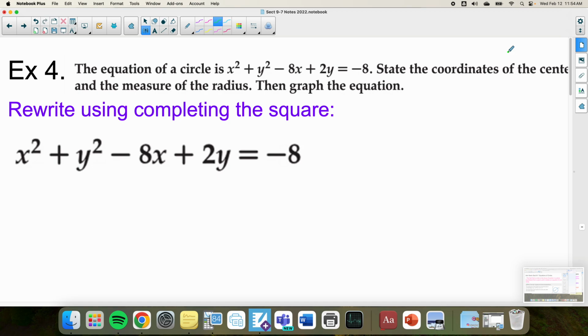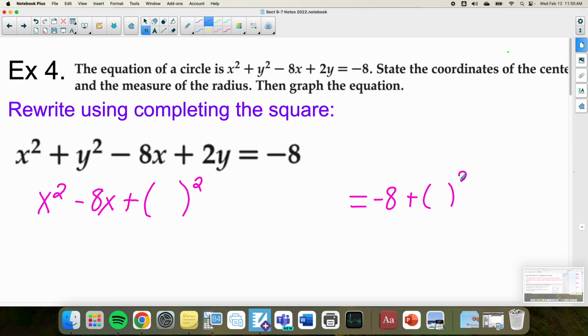Okay, so same thing. The first thing we're gonna do is we're gonna do our x squared, and we're gonna put that negative 8x by it, and then we're gonna go plus something squared, okay? And then over here, I could do this right now. Over here I have that negative 8 already over there. And do you guys agree I have to add something squared there? Okay.